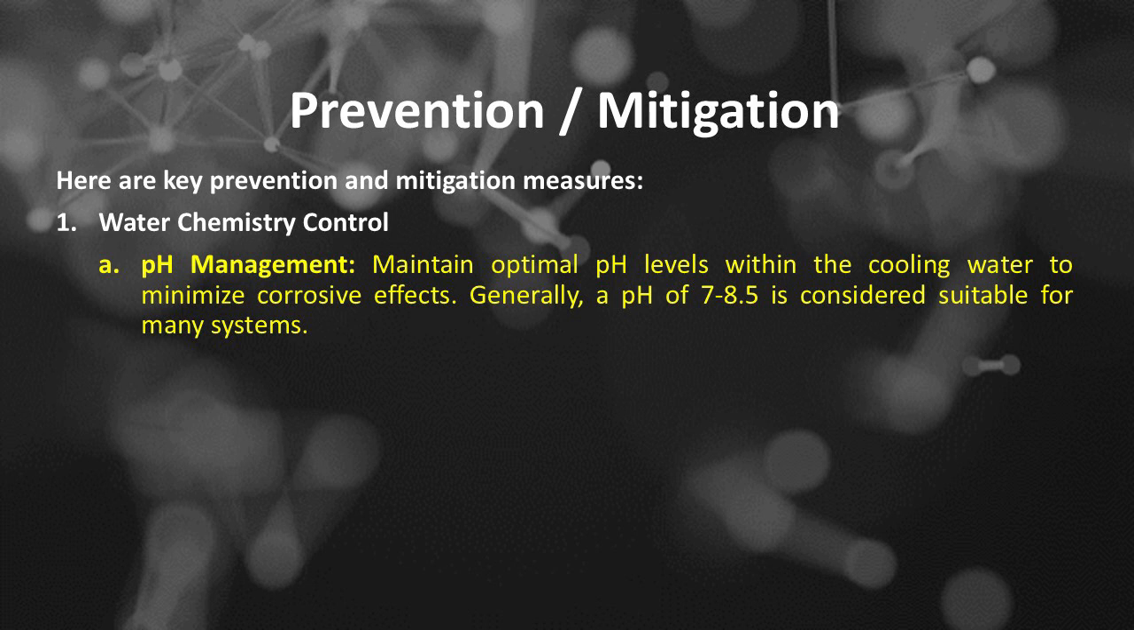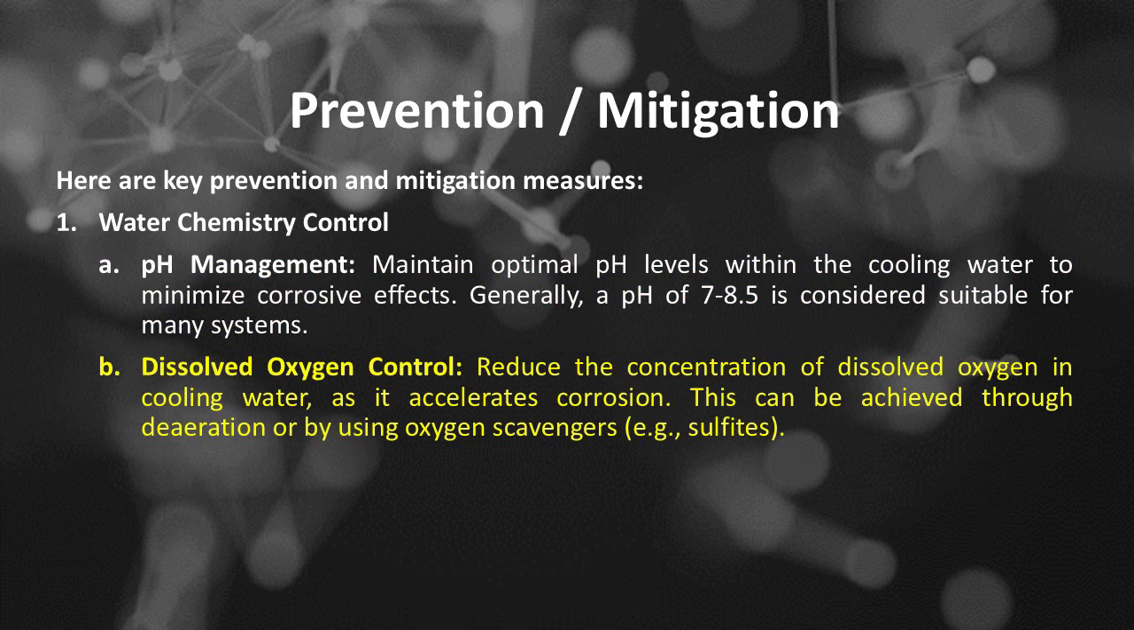Number A, of water chemistry control is pH management. Maintain optimal pH levels within the cooling water to minimize corrosive effects. Generally, a pH of 7 to 8.5 is considered suitable for many systems. Number B, of water chemistry control is dissolved oxygen control. Reduce the concentration of dissolved oxygen in cooling water, as it accelerates corrosion. This can be achieved through deaeration or by using oxygen scavengers, such as sulfites.